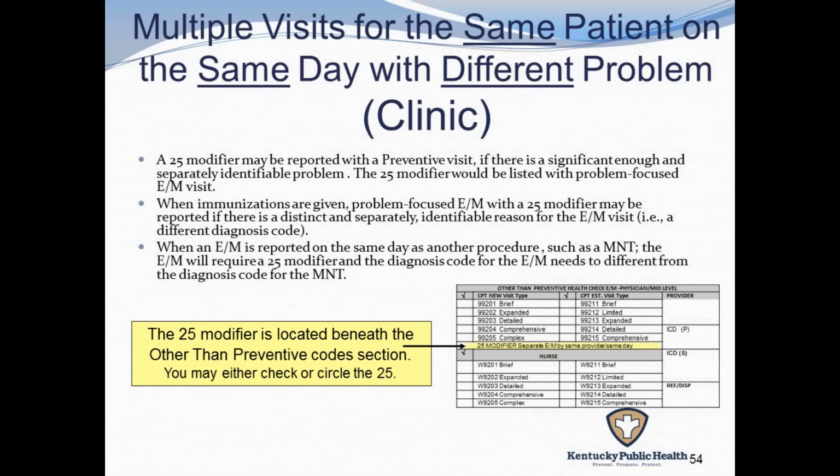When immunizations are given, I'm going to just go straight into my examples because it's usually easier for you all to learn if I can actually show you my examples. But let me tell you where it is on the PEF. You know where your problem visits are on the right-hand side of the upper corner? The 25 is in between the 99 codes and then your W9 codes. So just remember it's right there in the middle.